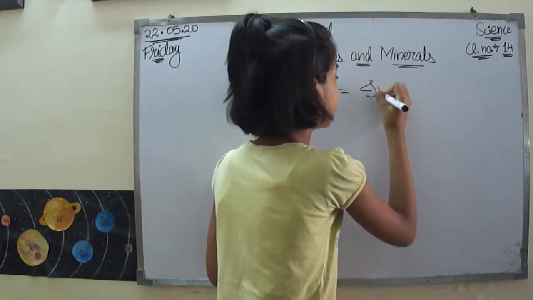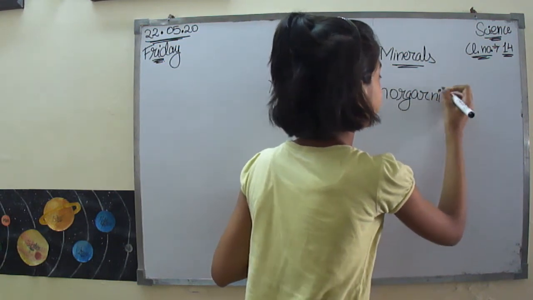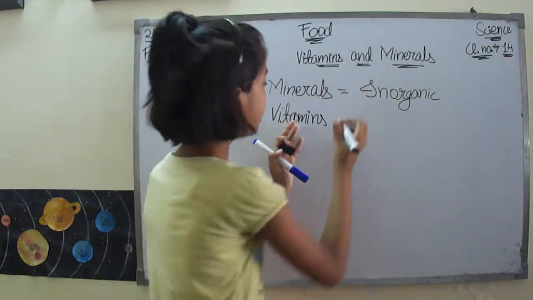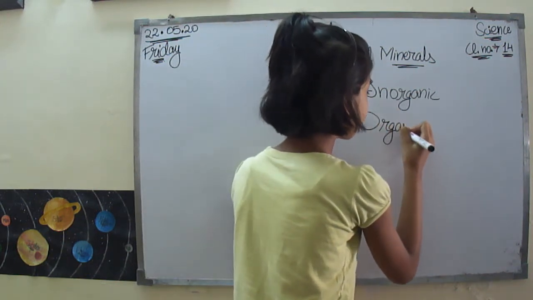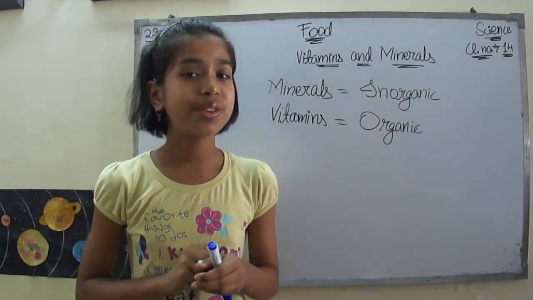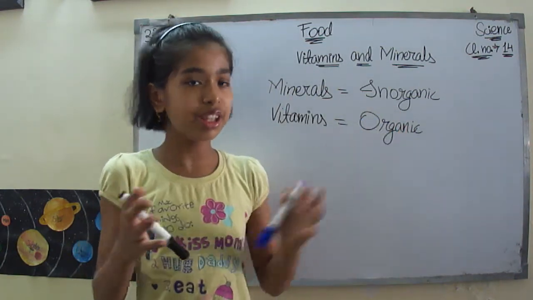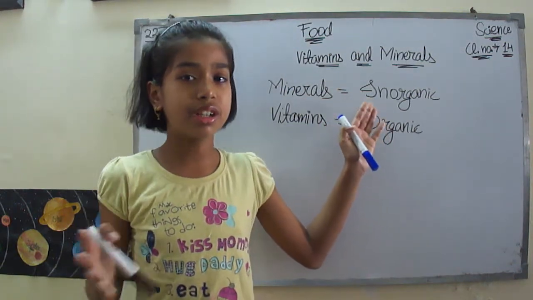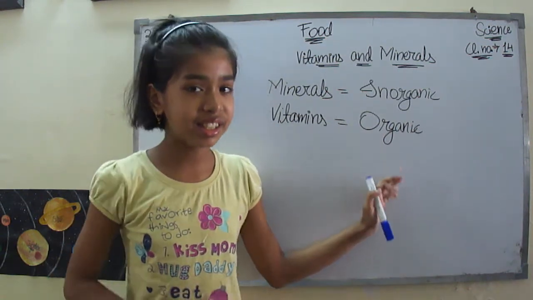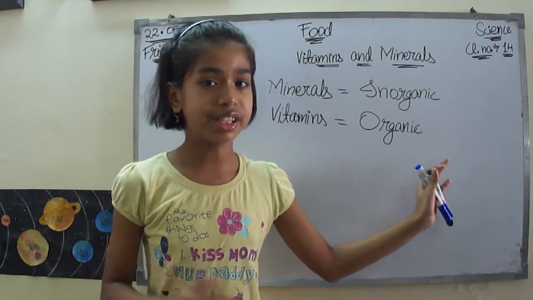are inorganic. And the vitamins are organic. Now what do I mean by inorganic and organic? What is the difference? Inorganic materials do not contain carbon in them. But organic materials usually contain carbon, right? Inorganic doesn't contain carbon.